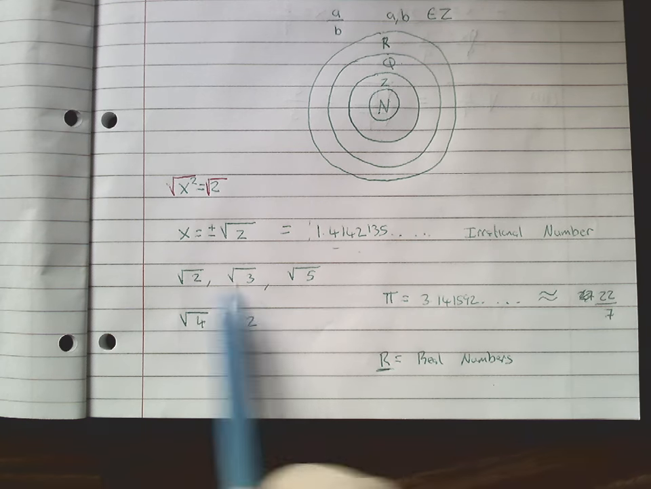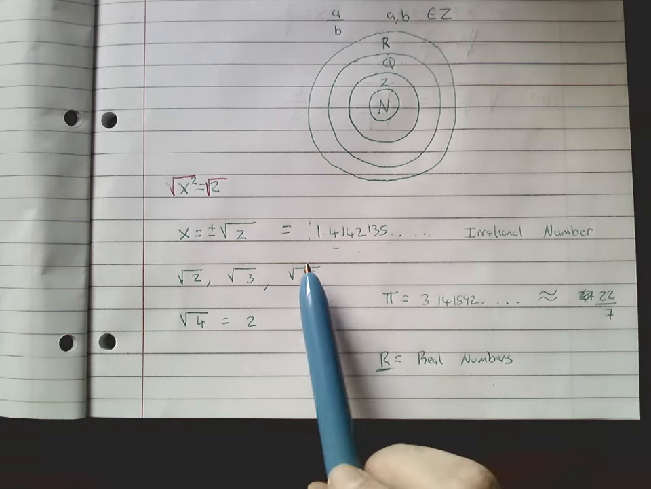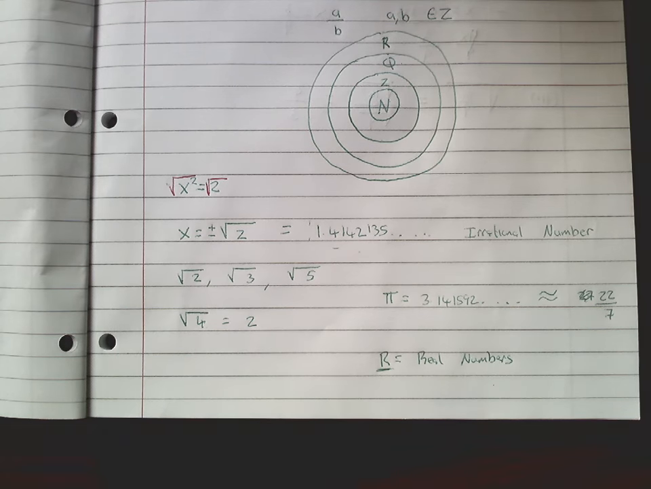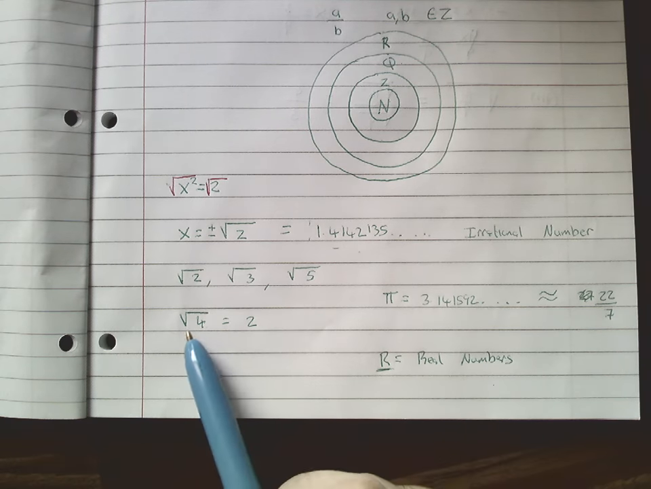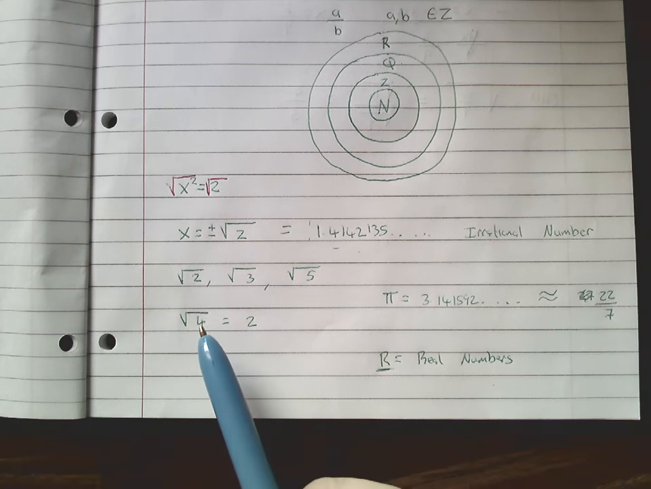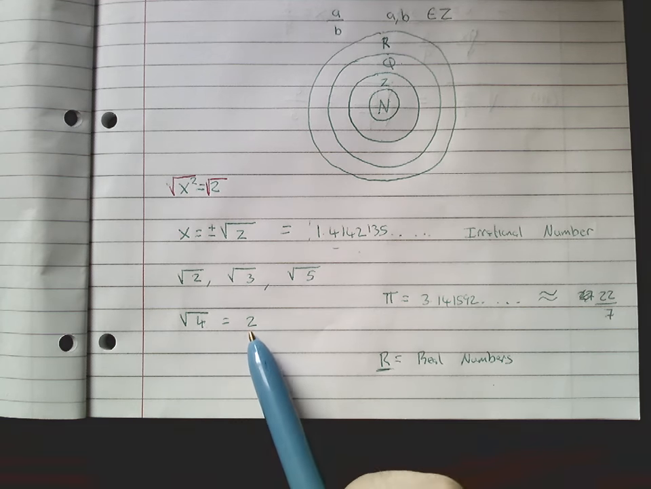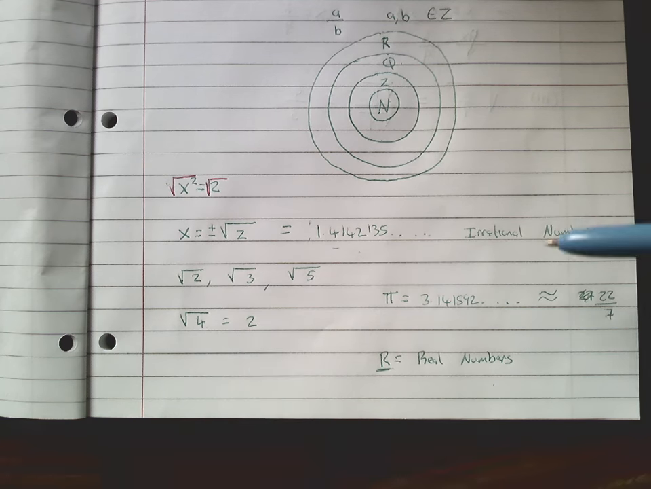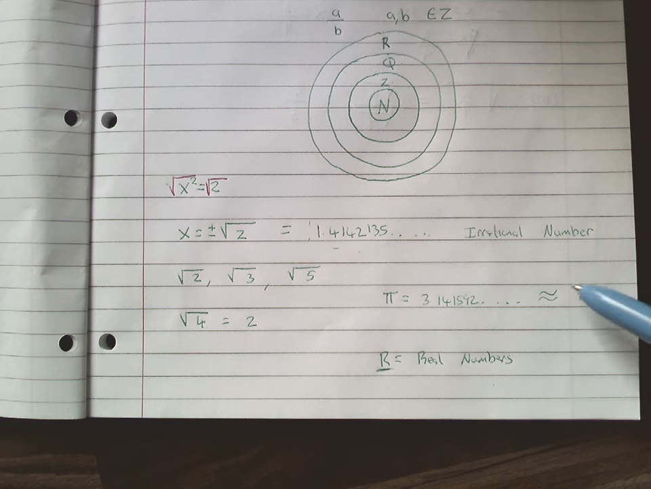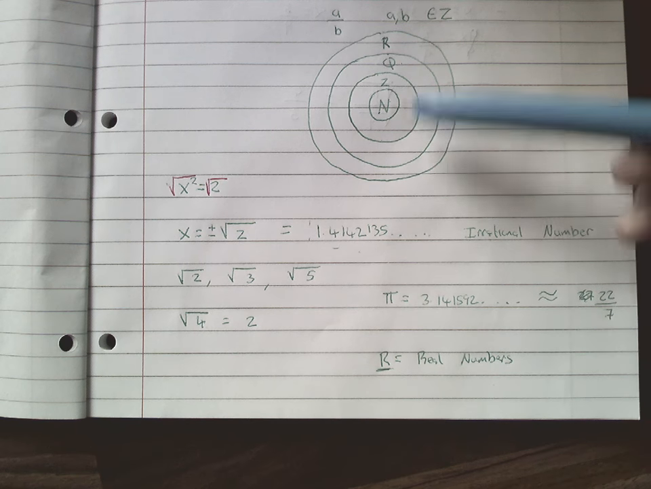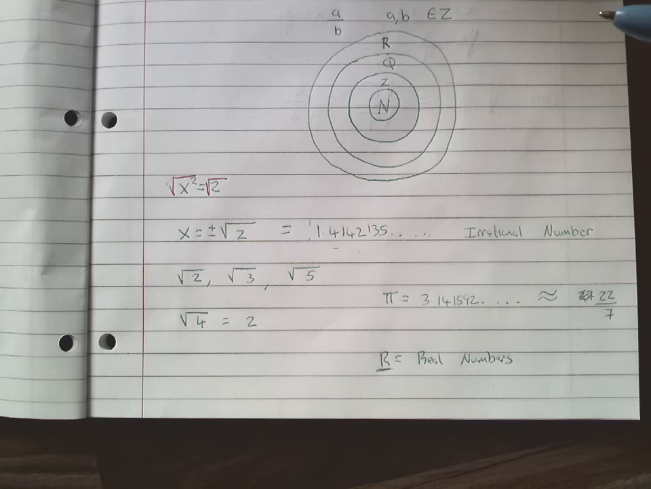Some of these, like square root of 2, square root of 3, and square root of 5, are what are called irrational numbers. But if you take something like the square root of 4, this isn't an irrational number, because it gives you this whole number here. Some very famous examples of irrational numbers are pi, for example. Pi is roughly, if we wanted to write it as a fraction, 22 over 7. But these irrational numbers come within the set of what we call real numbers. So real numbers are basically all of these particular types of numbers.